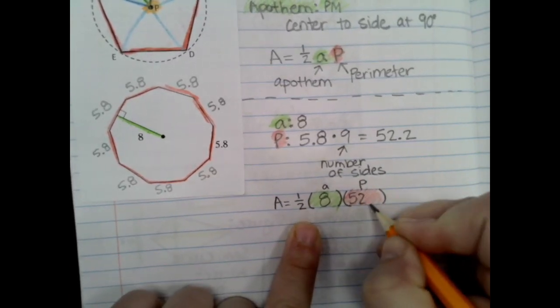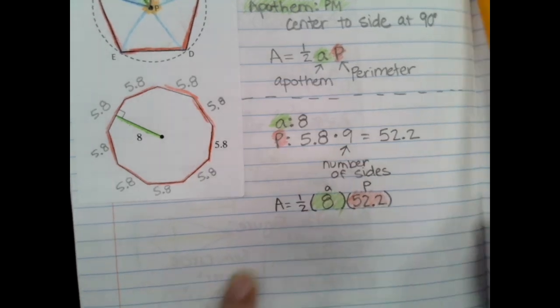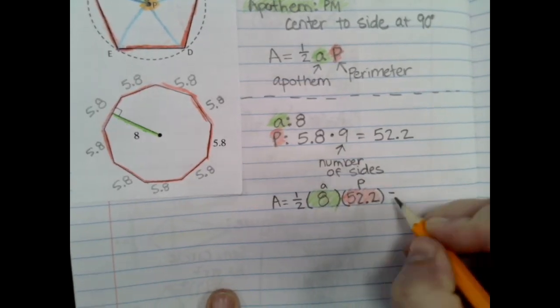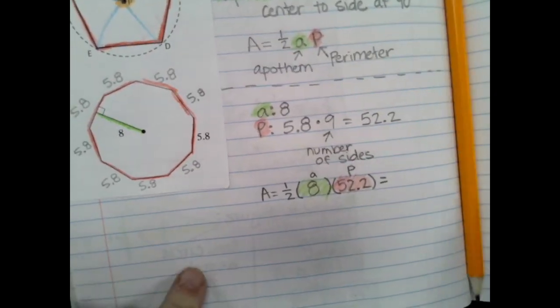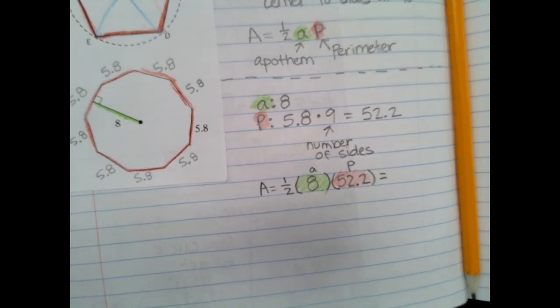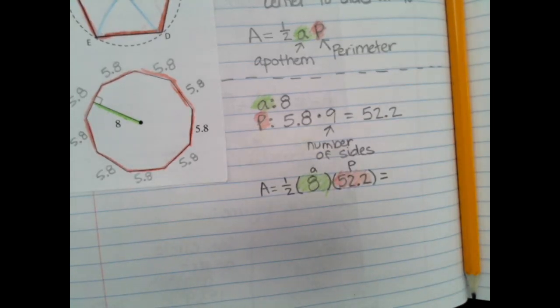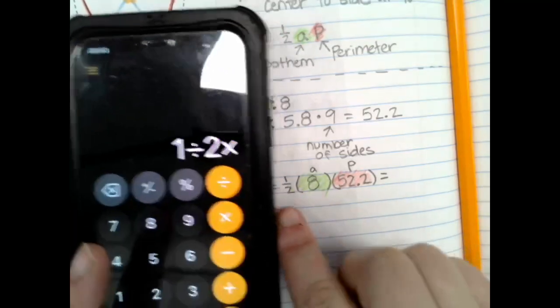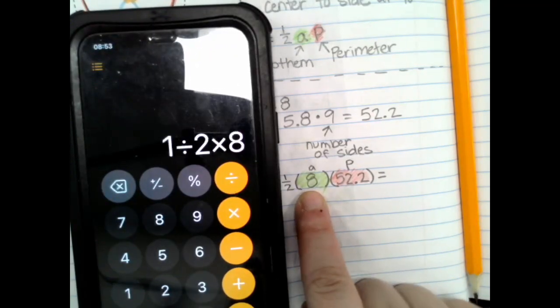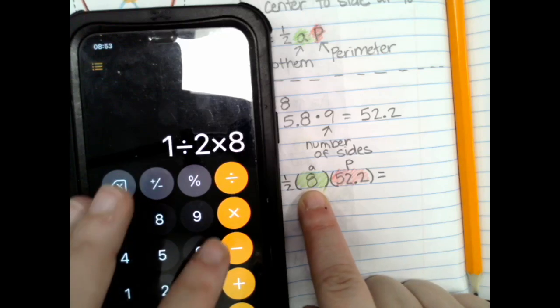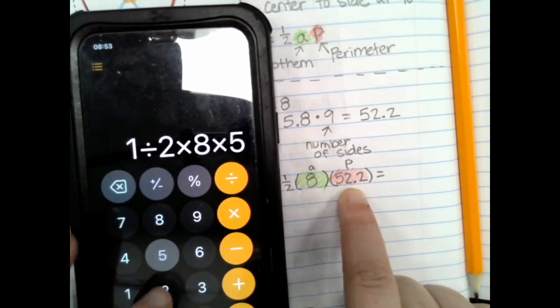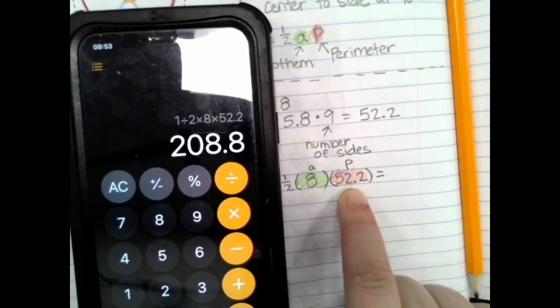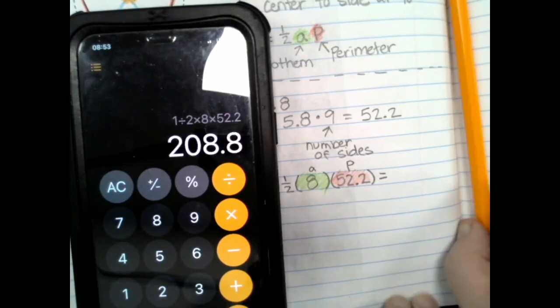There's a couple ways. 1 divided by 2. What's another way of putting 1/2 into my calculator? 0.5 would be another way to do it. Up to you. So 1/2 times 8, which what's half of 8? 4. And then 4 times 52.2. What do you get, Lang? 208.8.